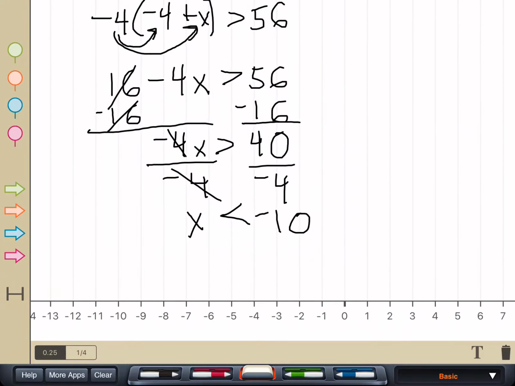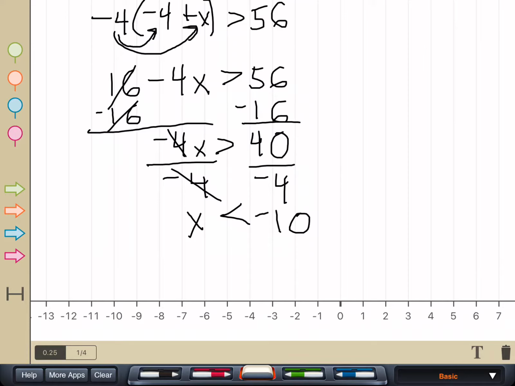So if we want to plot this on the number line, we're going to target -10, and x has to be less than -10. So we're going to draw our arrow this way. Okay? And we're not going to fill in the boundary point at -10, because if we take a look right here, x has to be less than -10. It cannot be -10. It can be any number less than -10, including -10.1, -10.2, and so on and so forth, but it can't actually be -10. So we're not going to color it in.